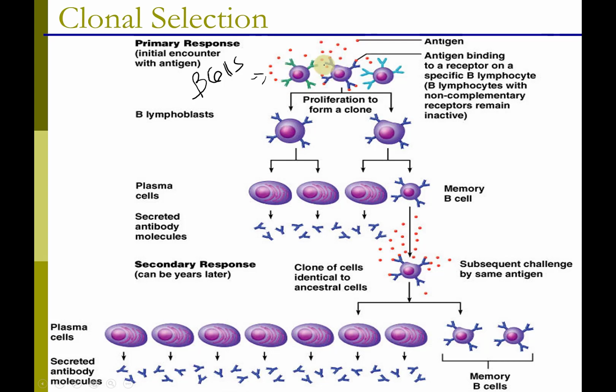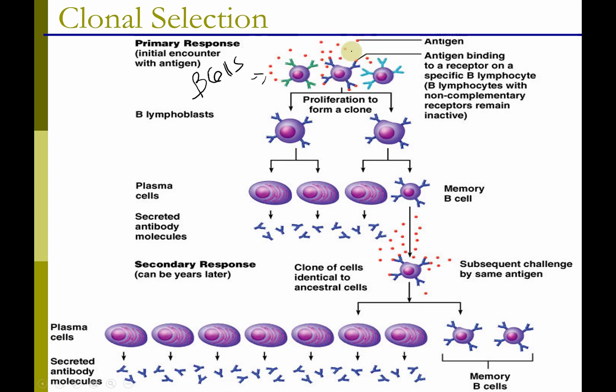Here's another B cell with purple receptors. Maybe these ones target an antigen on the influenza virus that causes the flu. And then lastly, you have another B cell with these blue receptors. Maybe these target the measles virus. So they all target different things.